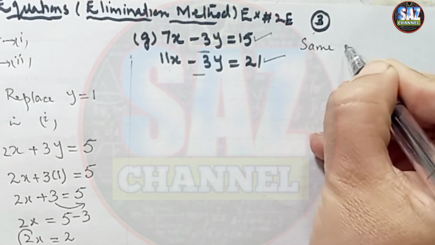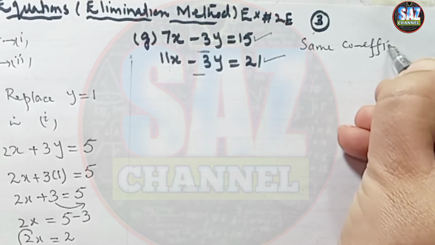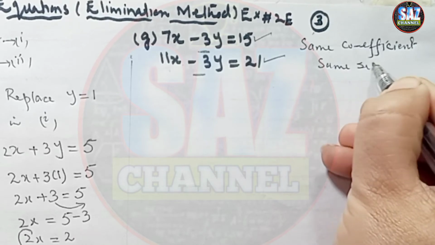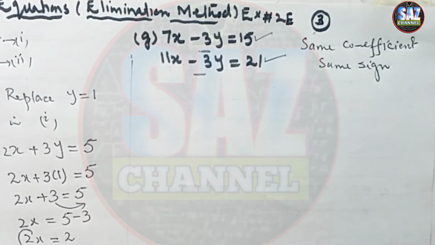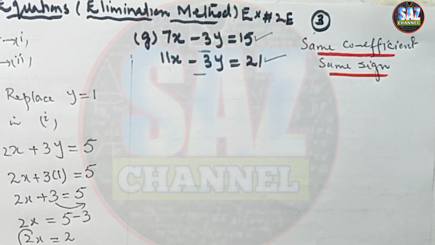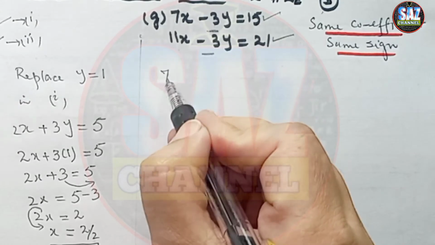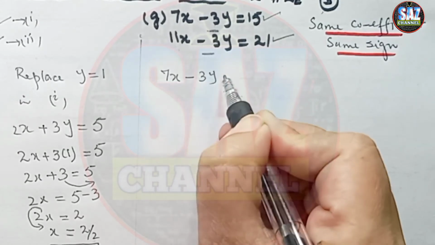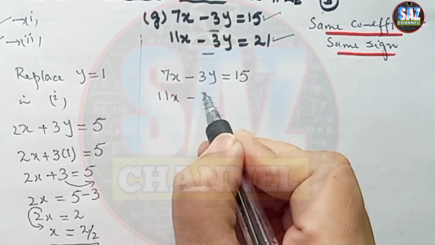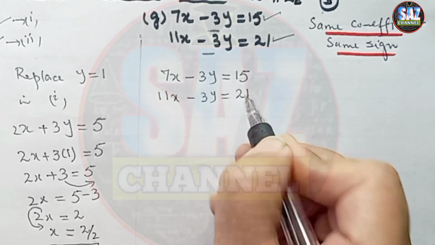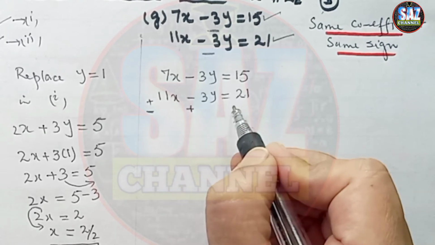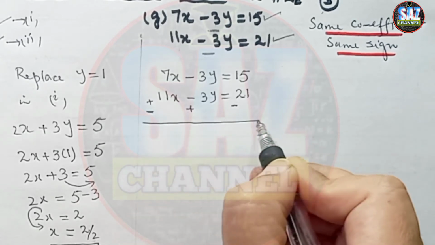So same coefficient, same sign. What are we going to do? We have to change the sign of the second equation, or we have to subtract the equations. Now I'll write the question again. 7x minus 3y equals 15 and 11x minus 3y equals 21, and now I have to change the sign of the second equation on both sides.